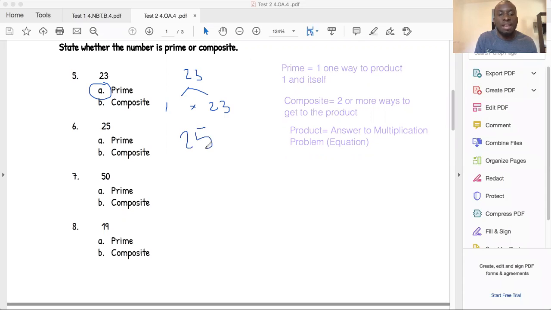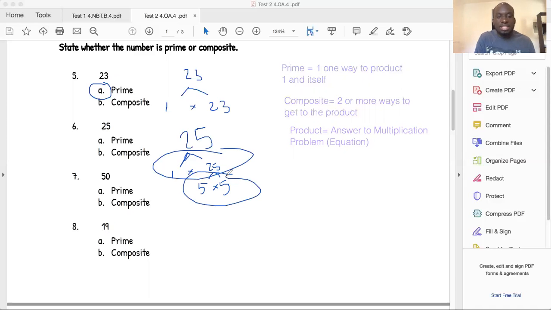I'm going to do number 6, 25. I'm going to draw a factor tree. I know that I can get to 25 by doing 1 times 25. I also can get there by 5 times 5. Yes? So that's one way, that's two ways, which means if it's more than two ways, it is composite.